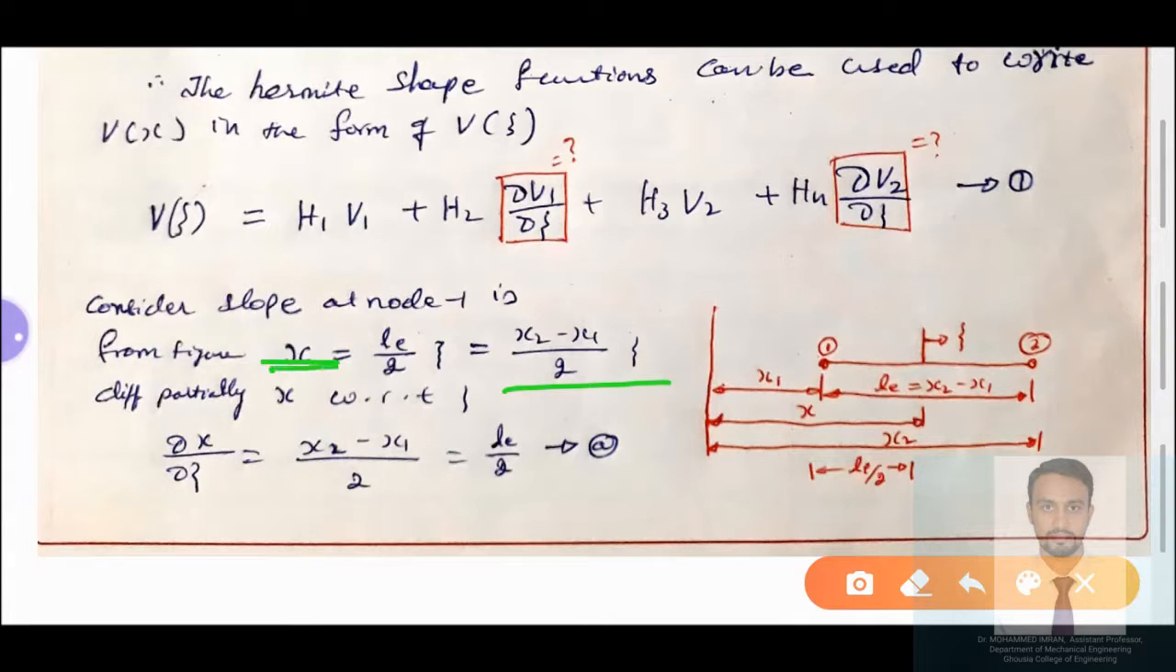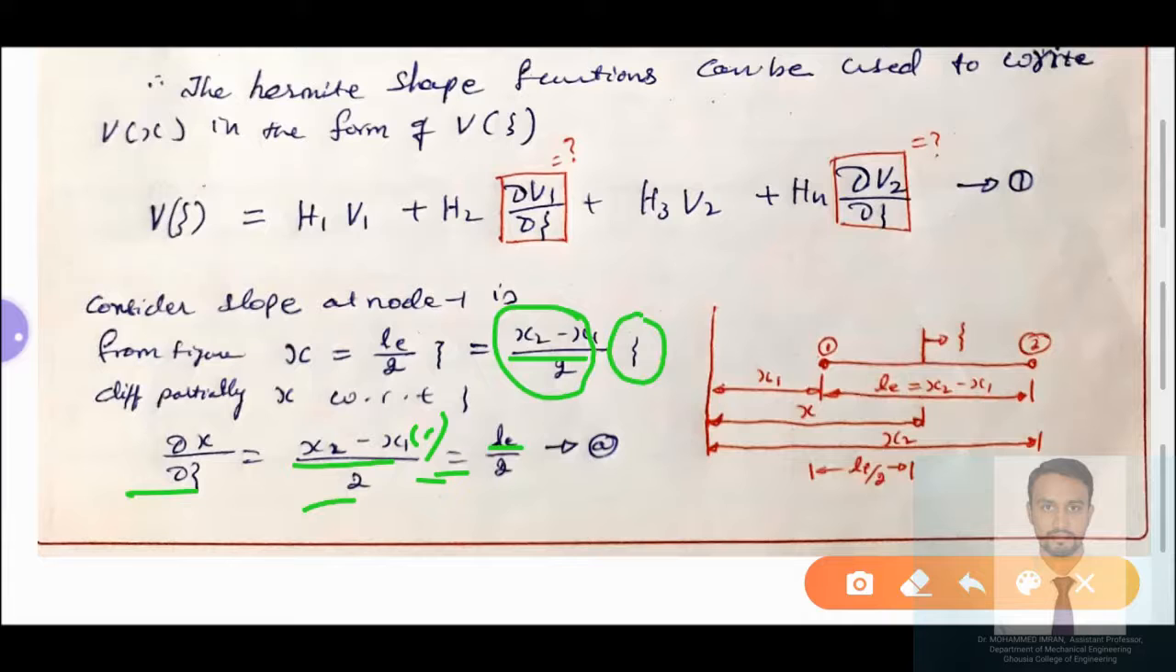Now we need to differentiate this equation. x is equal to (x2 minus x1) divided by 2 into zeta, differentiating with respect to zeta. We will get this equation: dou x by dou zeta is equal to (x2 minus x1) divided by 2. The differentiation of zeta with respect to zeta becomes 1. This value is (x2 minus x1) divided by 2 into 1. Then rearranging the equation, (x2 minus x1) divided by 2 remains. Then x2 minus x1 is equal to Le. Then 1 by 2 we take as it is, and call this equation number A.